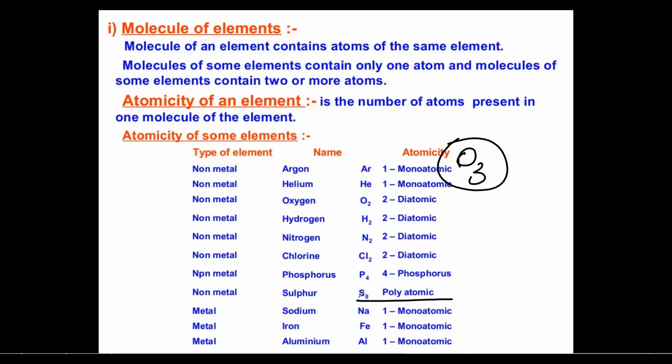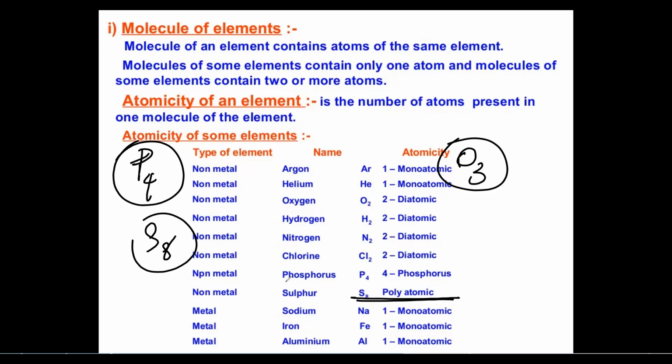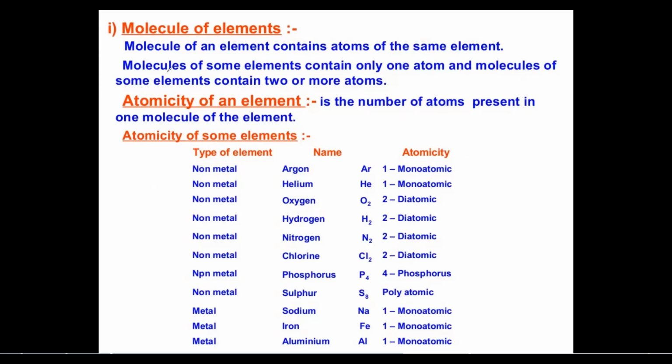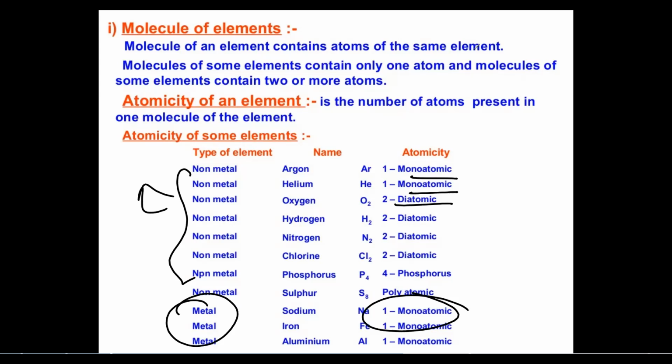So if they ask about polyatomic, S8 is polyatomic, like more than 3 is polyatomic. P4 can be tetraatomic, but still we call it polyatomic only. But we have tetraatomic also. For example, ozone, O3 is ozone. Non-metals will be having monoatomic or diatomic structure. Metals will also most probably be monoatomic.